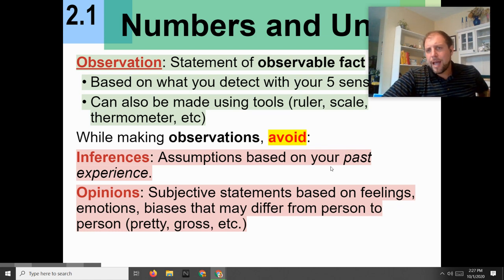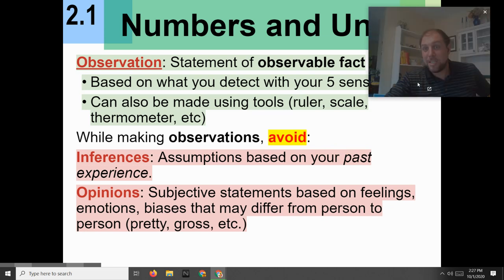Avoid opinions as well. Avoid saying things are good or bad or pretty or ugly in your descriptions, because it can vary from person to person. It might not be pretty to some other people. What if you say, oh, this reaction produced this beautiful blue glittery substance, it's so beautiful, and then your other friends say, it's not beautiful, it's hideous. That's an opinion. Keep your opinions out of this.